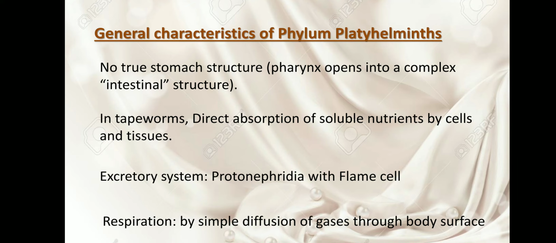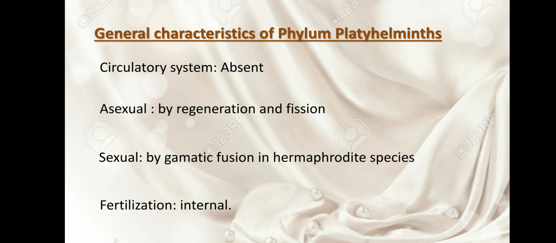In the excretory system, protonephridia are the main part, and these protonephridia have a very specific cell, the flame cell. Very important question in terms of competitive exams. Respiration is very simple, by simple diffusion through the body surface. Circulatory system is absent. Asexual reproduction is by regeneration and fission. Sexual reproduction is by gamete fusion. They are hermaphrodites, meaning bisexual, having male and female parts both in a single animal. And fertilization is inside the body, internal fertilization.